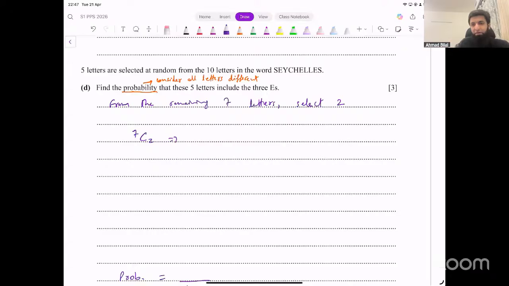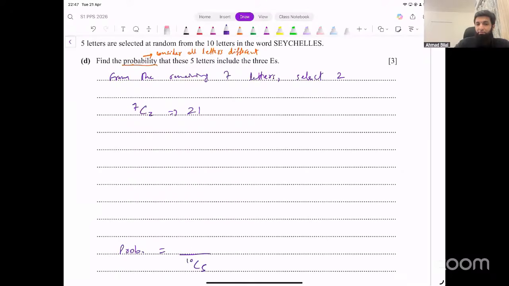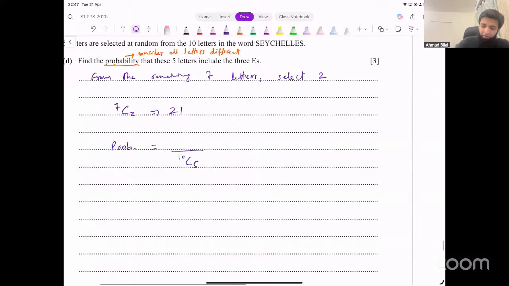And that will give you something. What's the value of 7C2? 21. 7C2 is 21. What about probability? 21 over this number, and that will give you the result. You can see what that is. 21 divided by 252. And that's your final answer. That simplifies to 1 over 12.